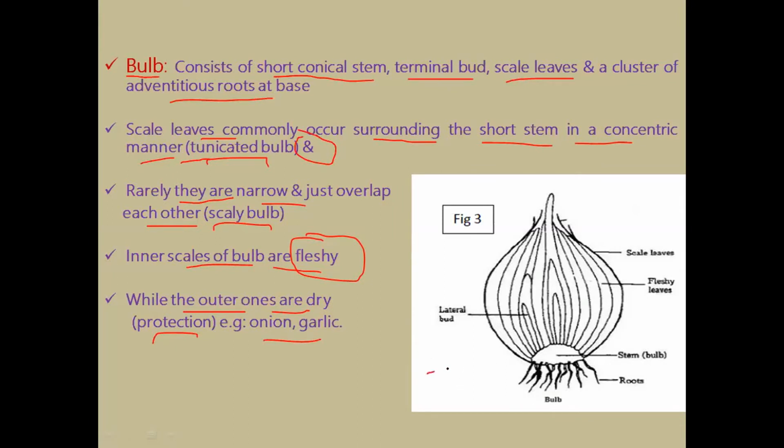This is the example of a bulb which is found in onion. You can see these are the scale leaves. The outer ones are dry scale leaves. The inner ones are fleshy because they store food and water. And this conical structure is known as bulb. This conical reduced stem is known as bulb. These are the roots on the lower side of the bulb. This is the axillary bud. So this is a typical example of a bulb found in onion.